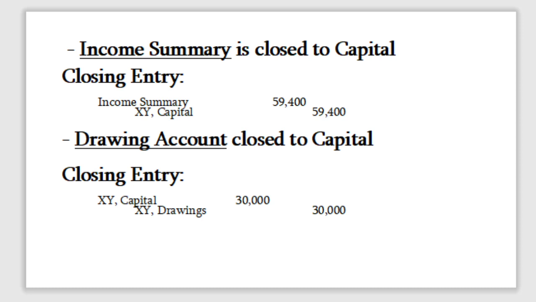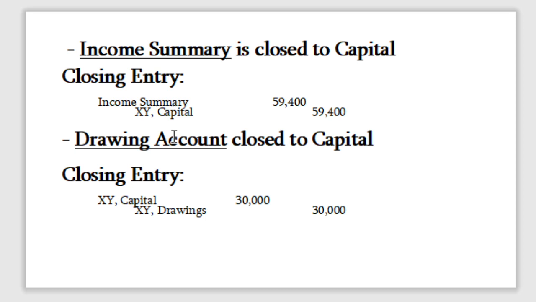Next step is that income summary is closed to capital account. So, kanina, yung income summary natin is naka-credit. Ngayon, para ma-close siya, i-debit natin siya in the amount of 59,400. And then, kumbaga matatanggal siya as income summary at malilipat siya kay XY capital account in the same amount.